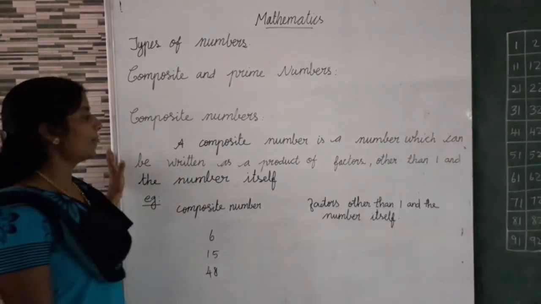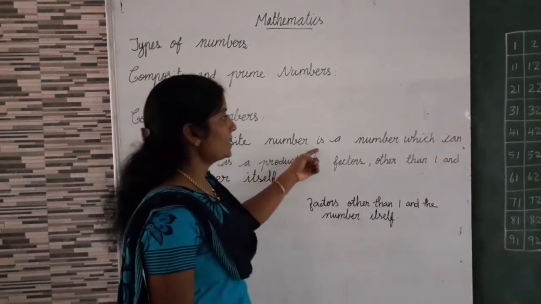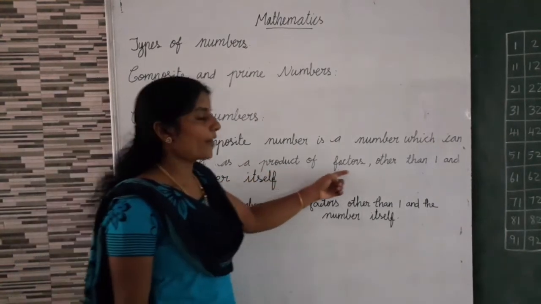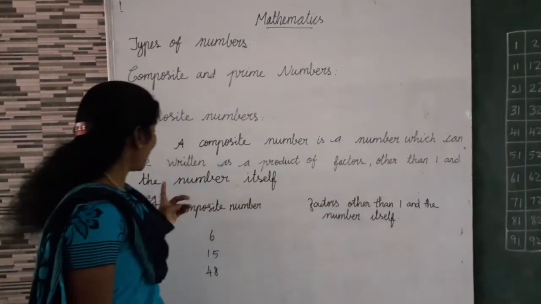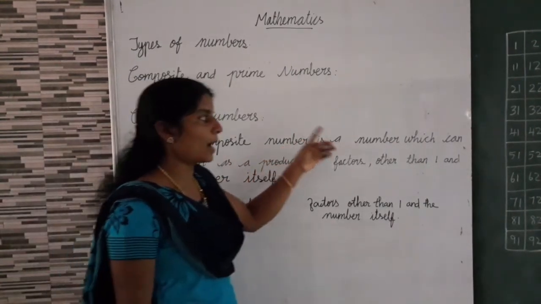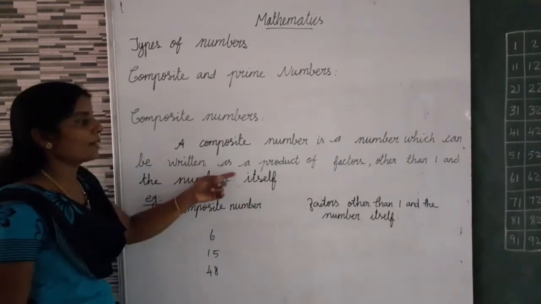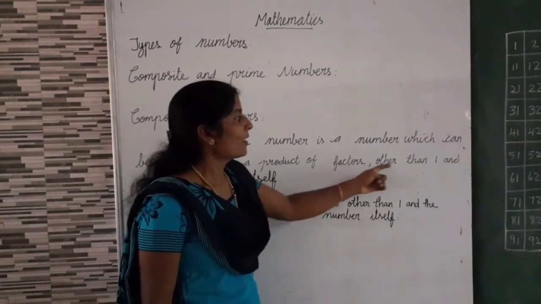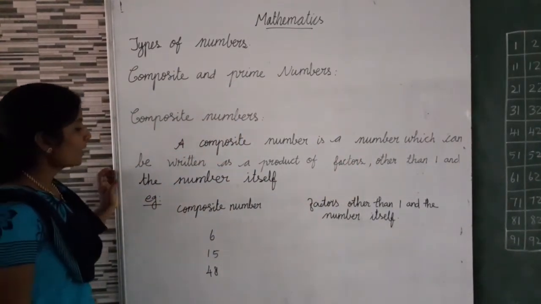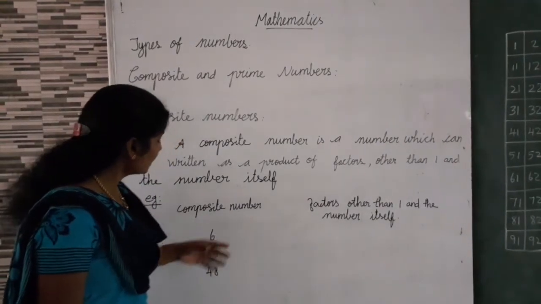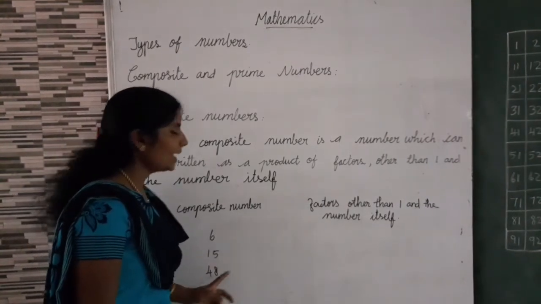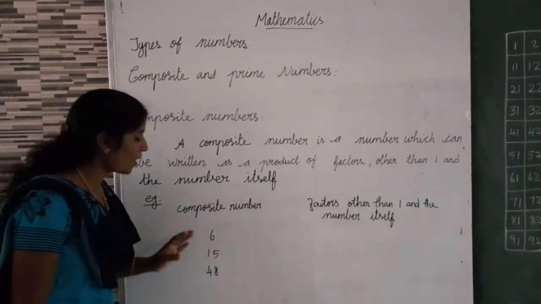What is a composite number? A composite number is a number which can be written as a product of factors other than 1 and the number itself. Once again, a composite number is a number which can be written as a product of factors other than 1 and the number itself. Now, I took three composite numbers: 6, 15, 48.